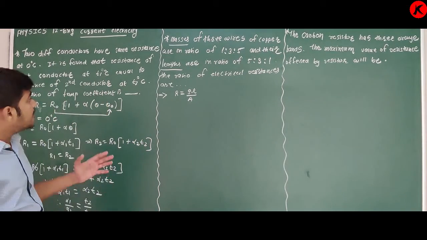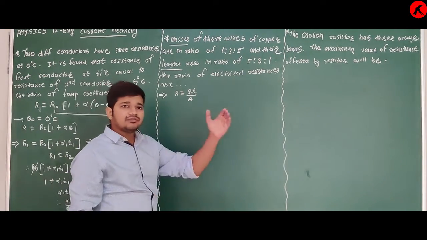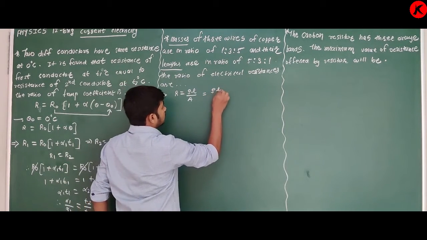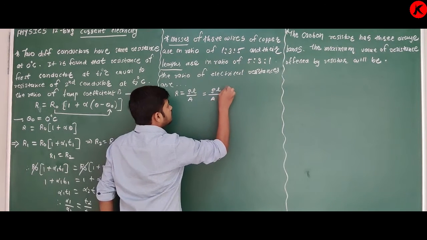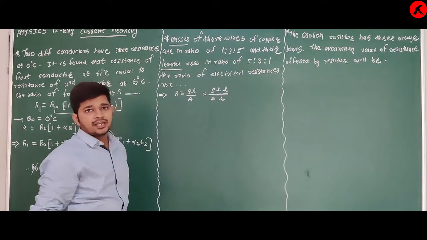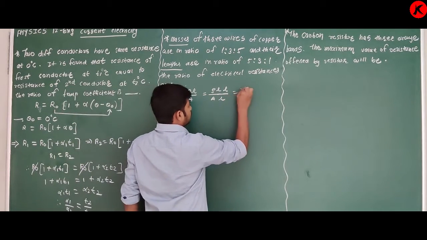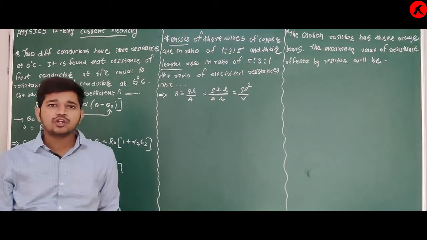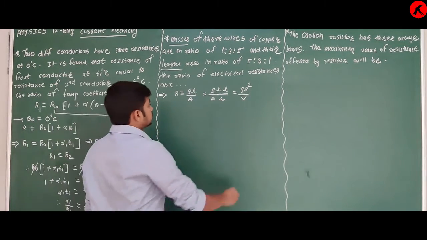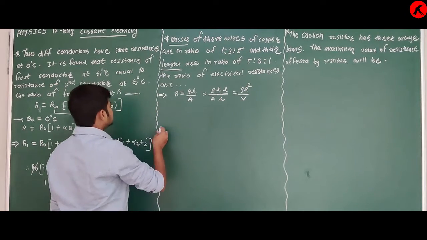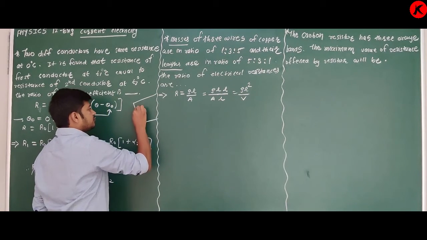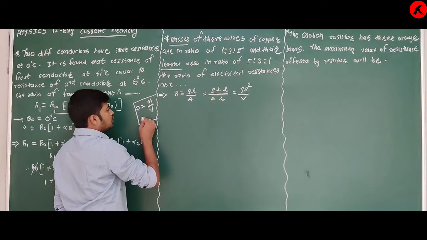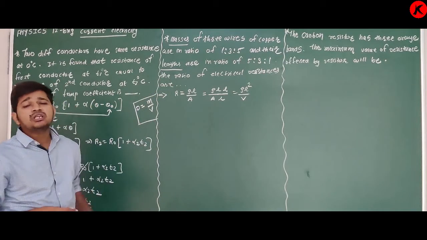So you have to convert this equation with respect to mass. How to convert? R is equal to rho L upon A. I can multiply and divide by L. So R is equal to rho L square upon A into L, cross-sectional area into length, which is volume. Now you know one relation: density D is equal to mass upon volume. So volume is equal to mass upon density.